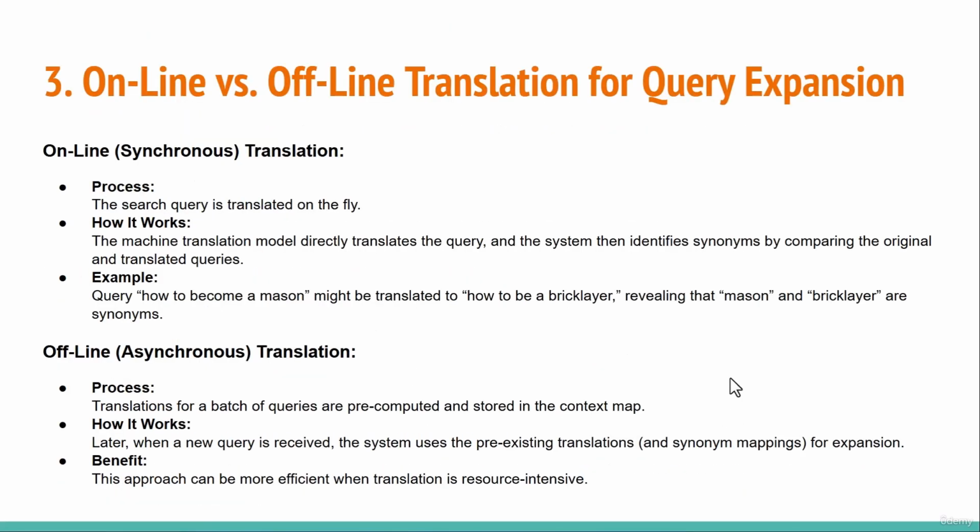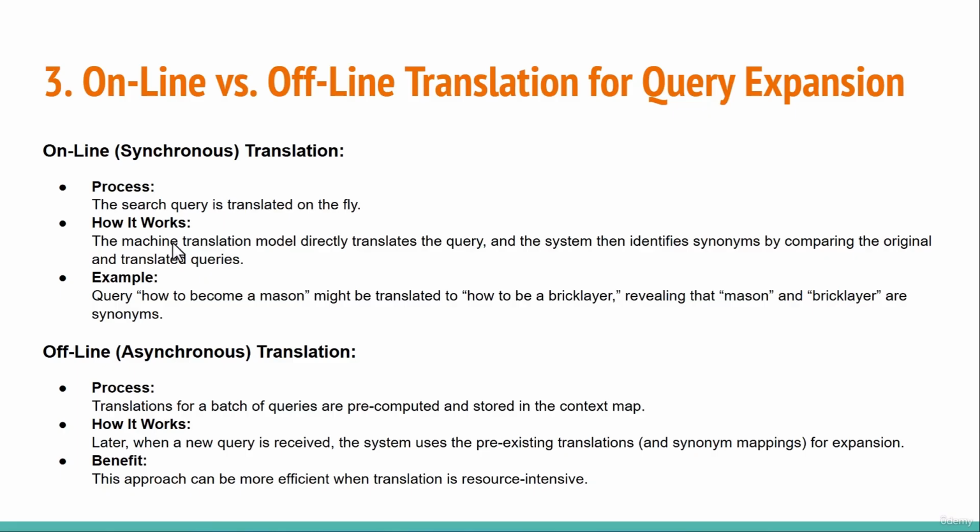Online versus offline translation for query expansion. What is the process for online translation? The search query is translated on the fly. How it works: the machine translation model directly translates the query, and the system identifies synonyms by comparing the original and translated queries. For example, the query is how to become a mason. It translates to how to become a bricklayer. Mason and bricklayer are both terms for the same profession. They are synonyms, revealing that mason and bricklayer are synonyms.